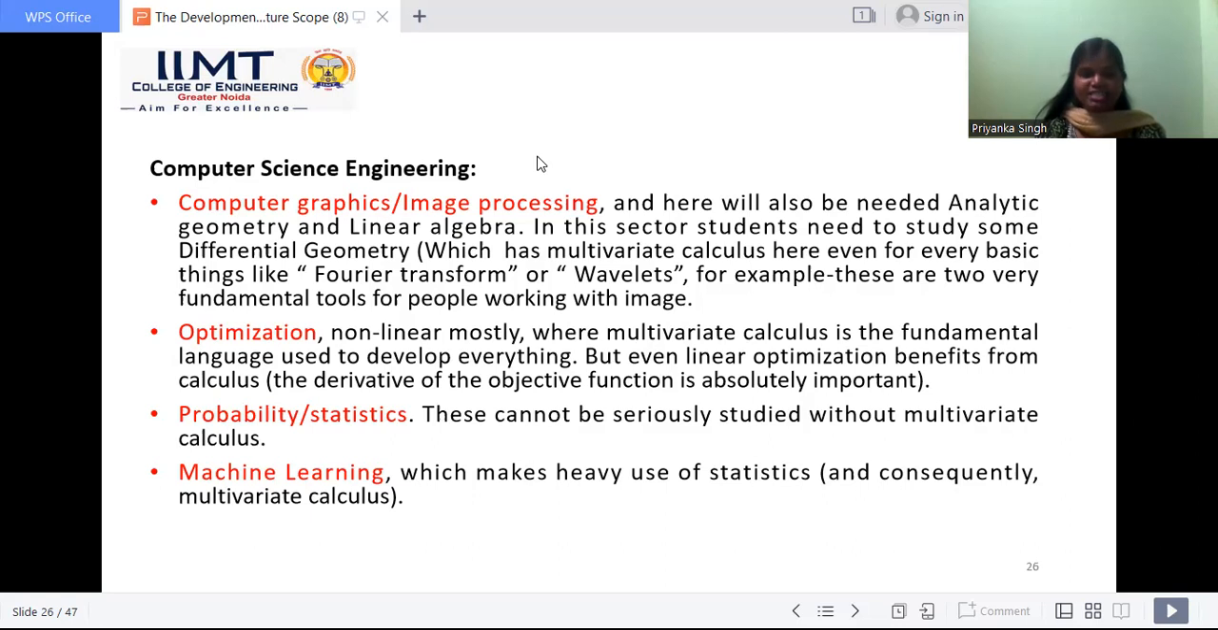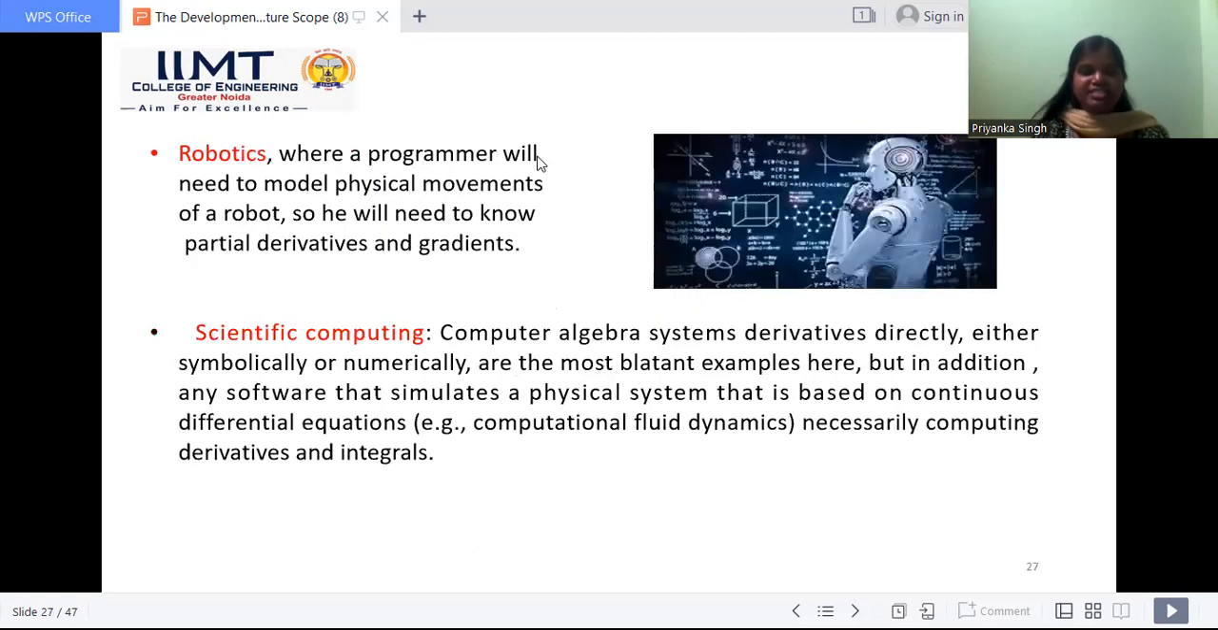The derivative of the objective function is absolutely important. Probability statistics, this cannot be seriously studied without multivariate calculus. Machine learning, which makes heavy use of statistics and consequently multivariate calculus. Robotics, where a programmer will need to model physical movements of a robot. So he will need to know partial derivatives and gradients.